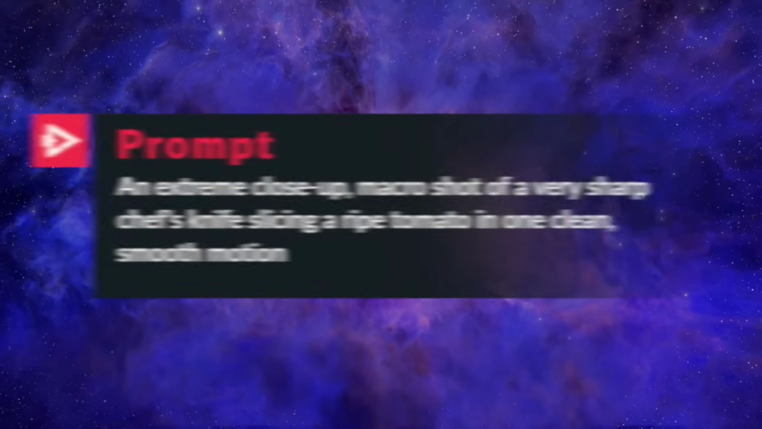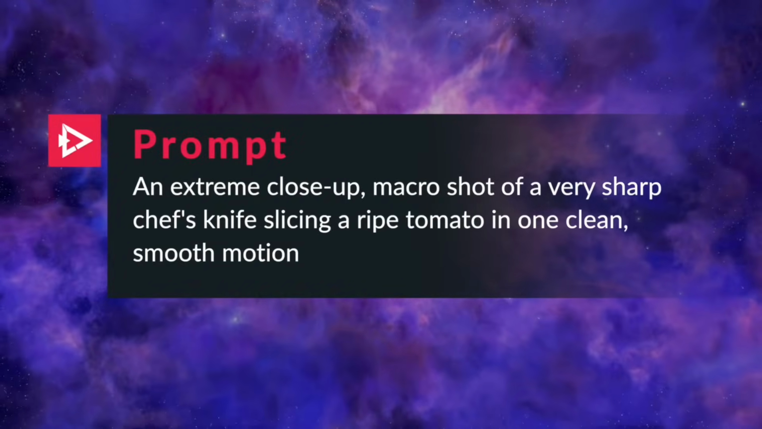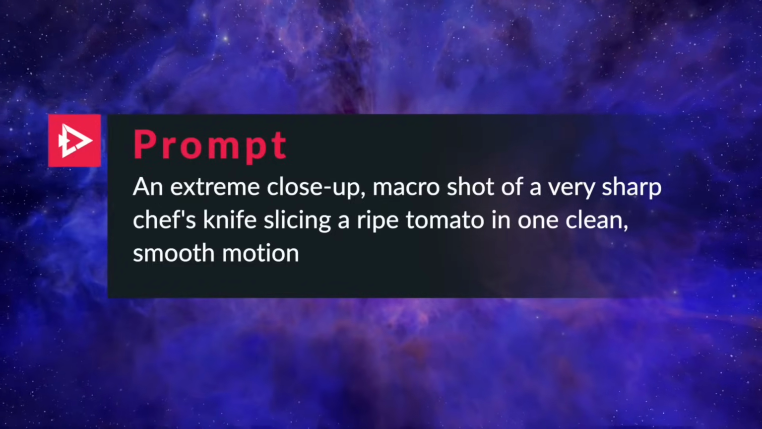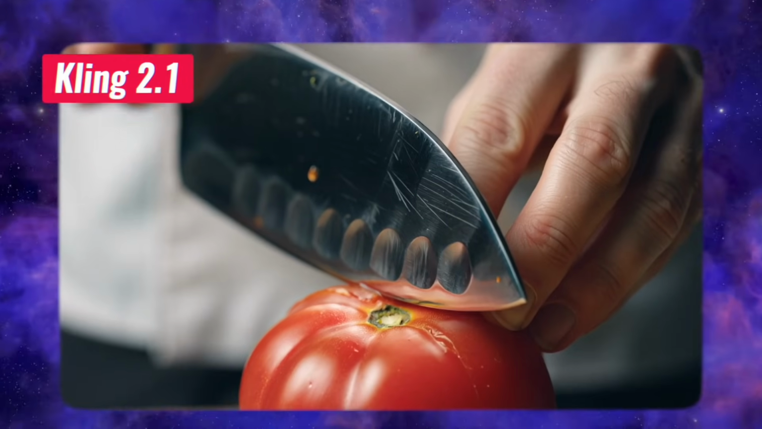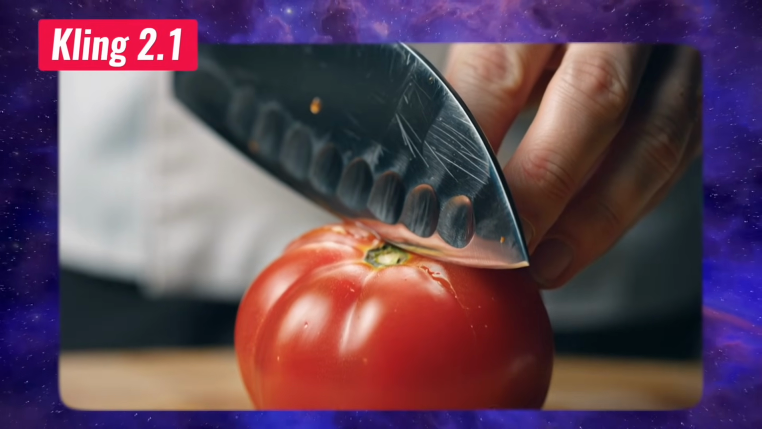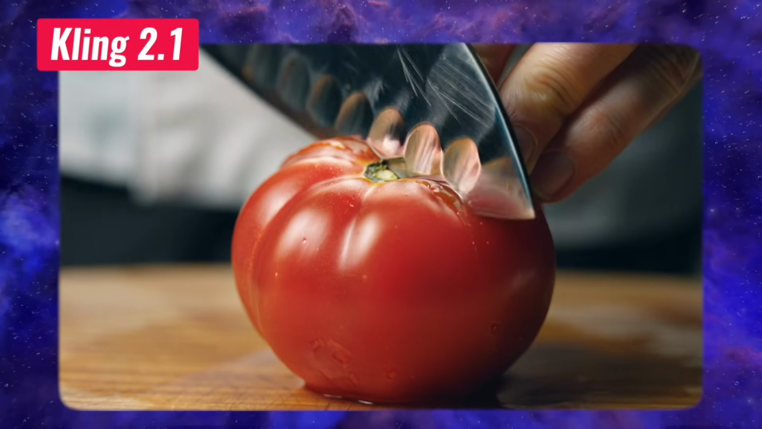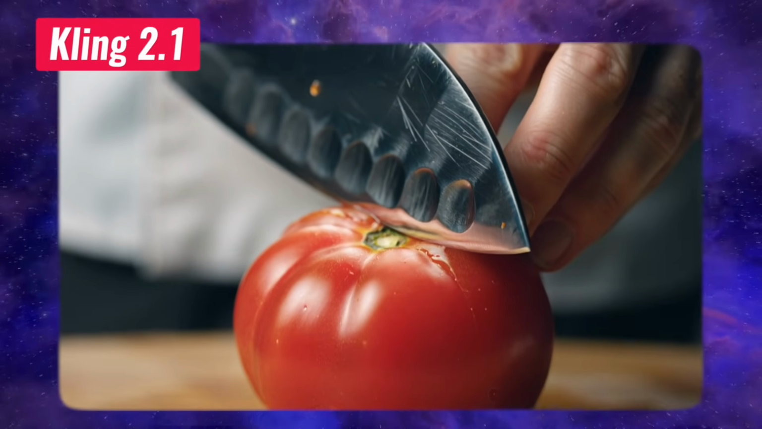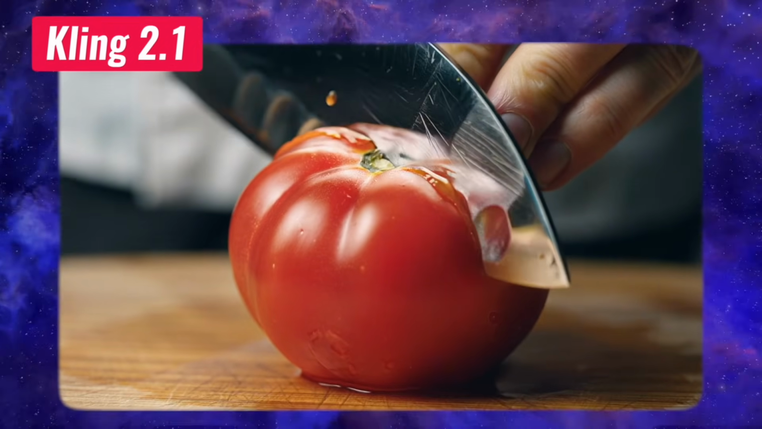Okay, let's head into the kitchen for this next one. An extreme close-up macro shot of a very sharp chef's knife slicing a ripe tomato in one clean, smooth motion. This is a huge test of physics and fine detail. Kling's attempt is underwhelming. The knife just hovers over the tomato for about 80% of the video before suddenly making a single quick cut. We don't really see the texture of the tomato or the clean separation of the slice. It's not a very satisfying shot.